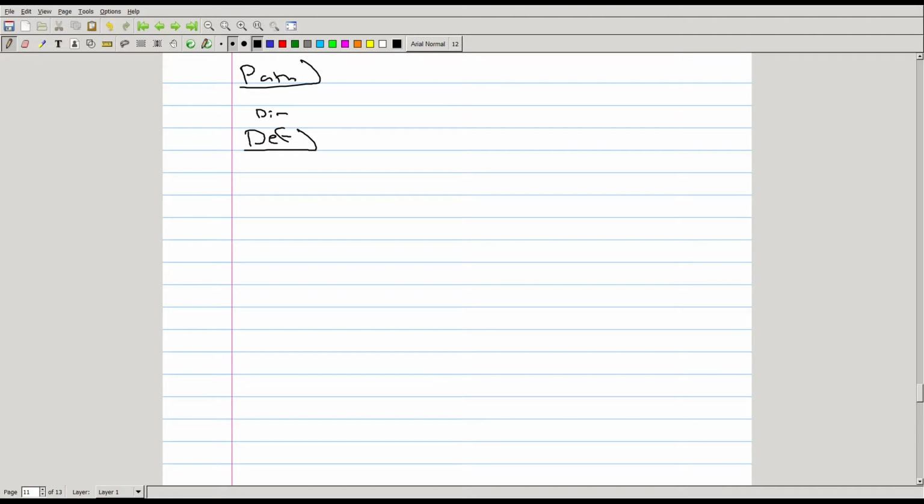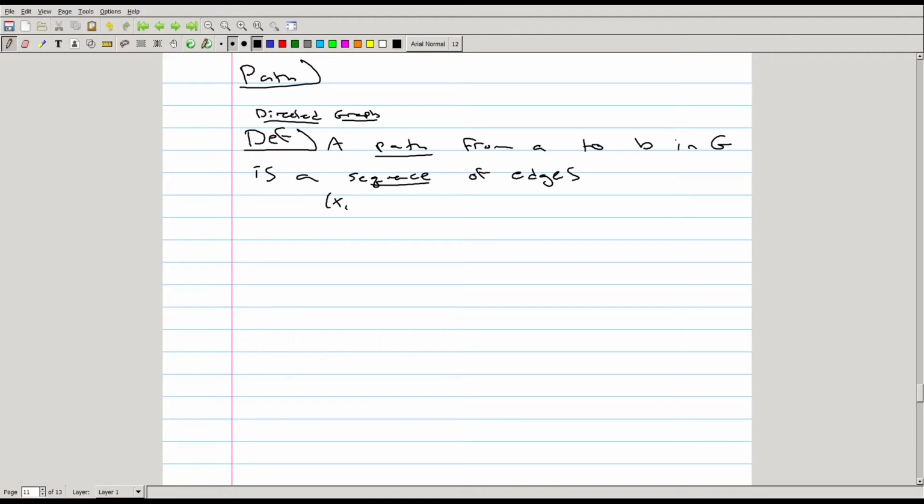So for a directed graph, which is the more general of the two objects, a path from A to B in G is a sequence of edges, and these edges are ordered pairs. We already saw this definition earlier when we were talking about Warshall's algorithm for closing a transitive or non-transitive relation. All the way up to xn minus 1 comma xn.